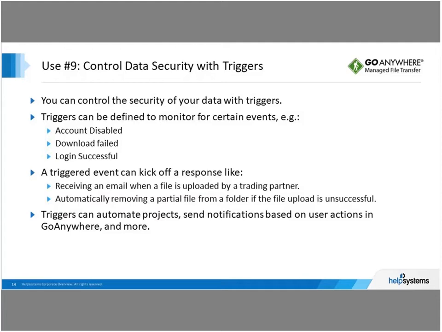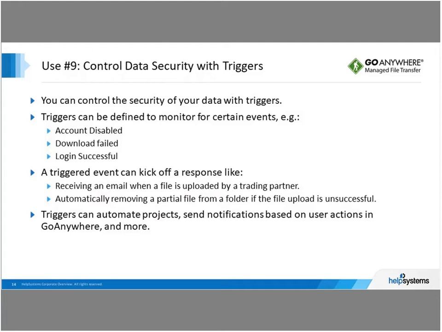Now, these triggered events can cause responses like maybe just receiving an email when a file is uploaded by a trading partner. We'll go through an example of that exact situation. Or maybe automatically removing a partial file from a folder if the file upload is unsuccessful. In any case, there's a lot of different actions that can be done based off of web user activity, depending upon how you set up the trigger. And we'll go through a trigger example here in just a few minutes. These triggers can automate those projects, send notifications based on user actions in GoAnywhere, and much, much more.